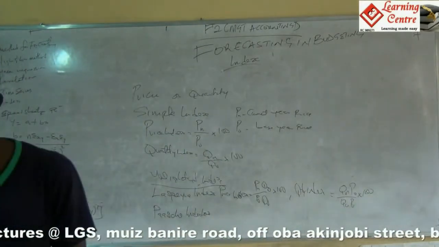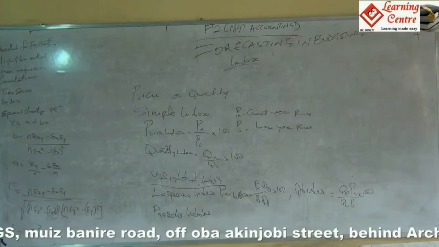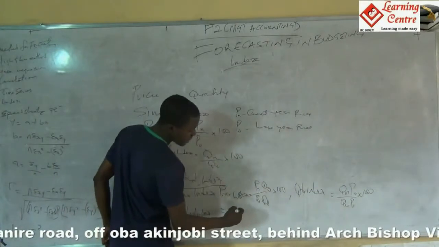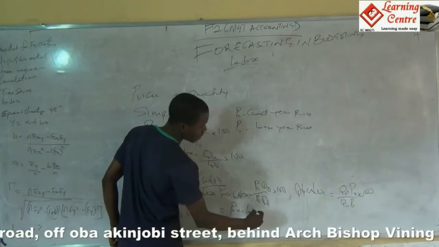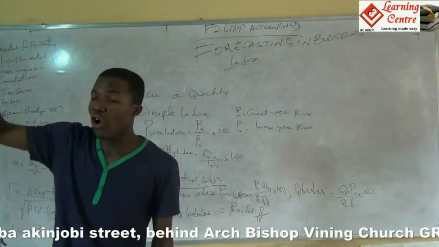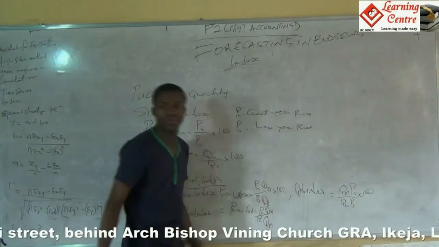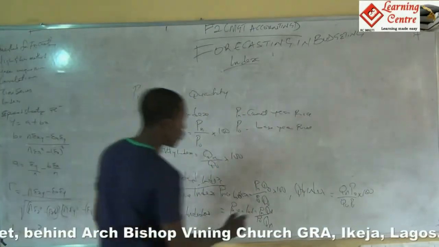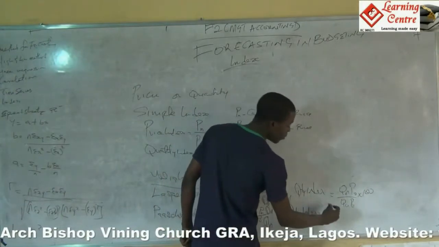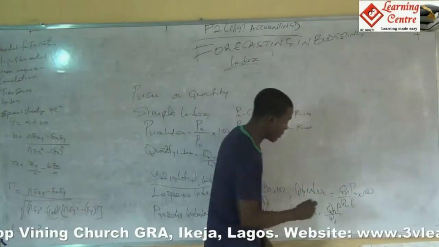Under Paasche, it uses the current year weight. So we are looking at the price index. Under Paasche, you use the current year weight. That would be quantity, that would be Qn. If you're looking for the quantity index, you use Qn over Q0, and the weight is price, the current year price.